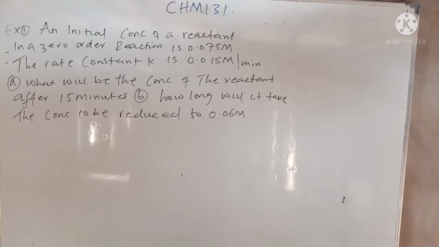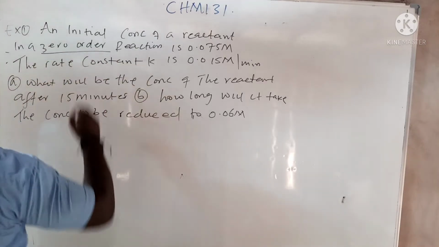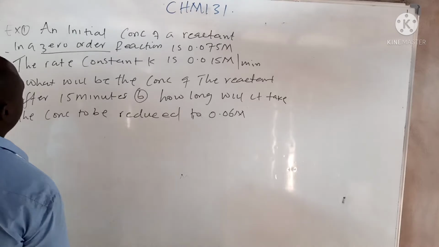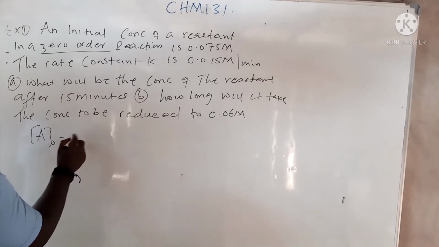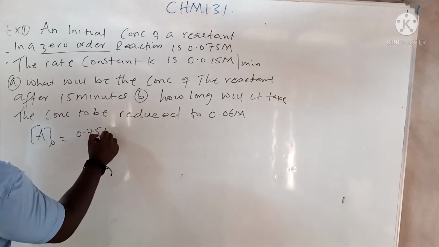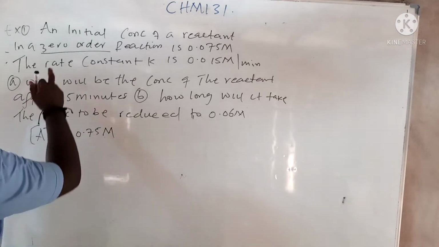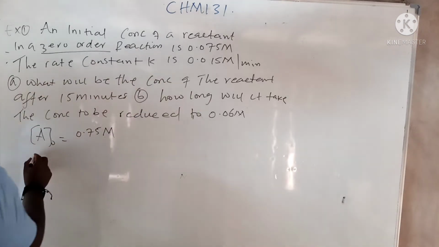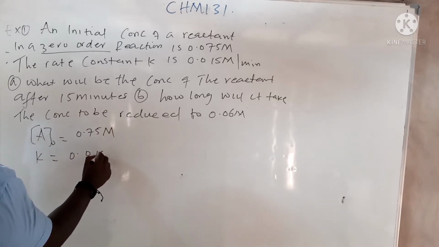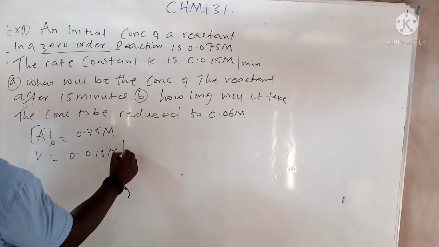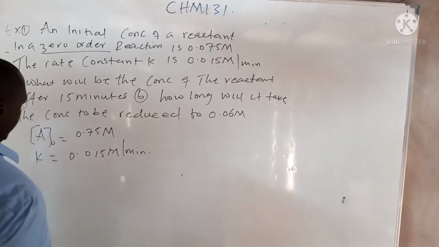The first example: an initial concentration of a reactant in a zero order. Can you see it, in a zero order? So that means that your A0 is 0.75 molarity. The rate constant K, so your K is 0.015 mole per minute.